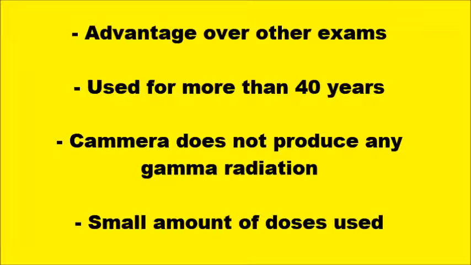a kind of cancer. The benefits of using Gallium-67 are: it has an advantage over other imaging exams, such as indium leukocyte imaging. It has been used for more than 40 years, with no known adverse effects. The camera used to get images does not produce any gamma radiation. Small amounts of doses are used.